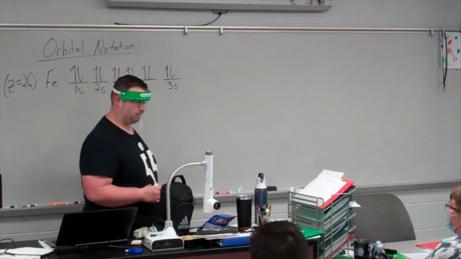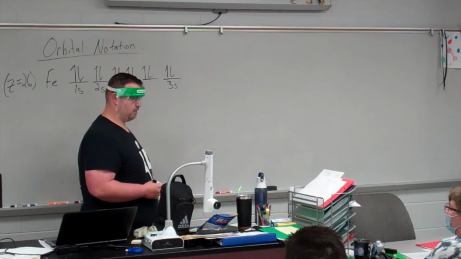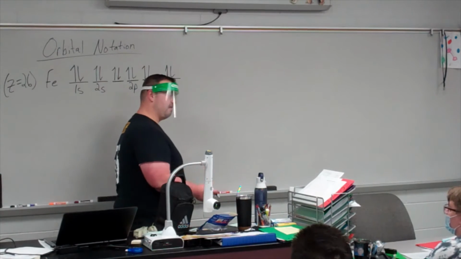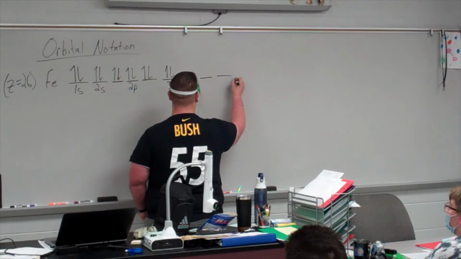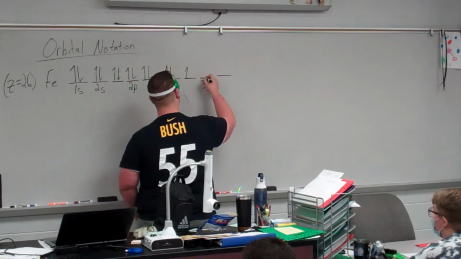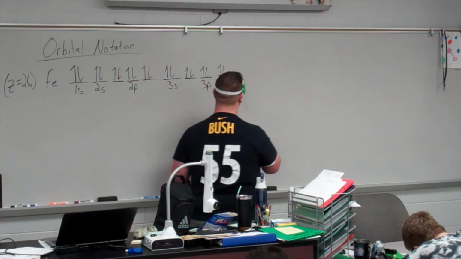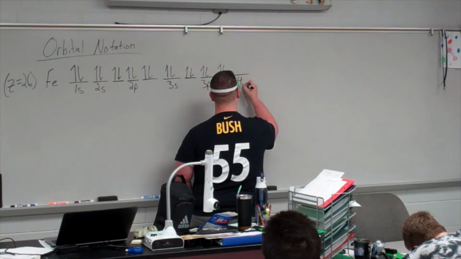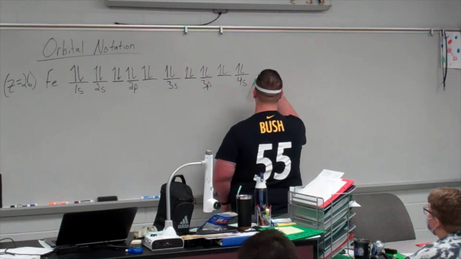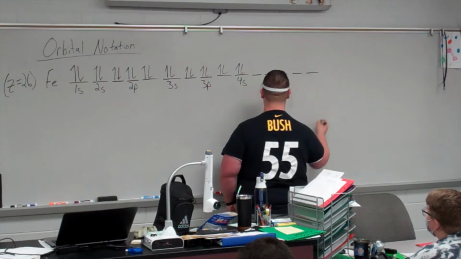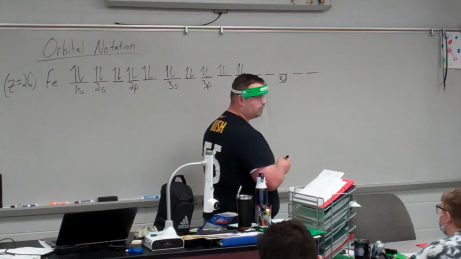Okay, after 3S, what? How many underscores? There are six columns in the P block, divided by two, you get three. It's full. After 3P is 4S. It's full. What's after 4S? 3D. How many underscores? 5. So go to the middle. 3D. Now, is it full? No.